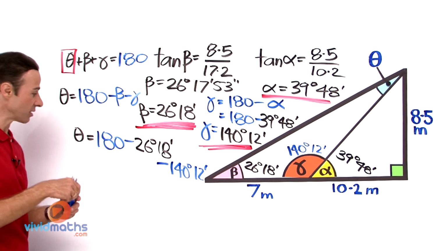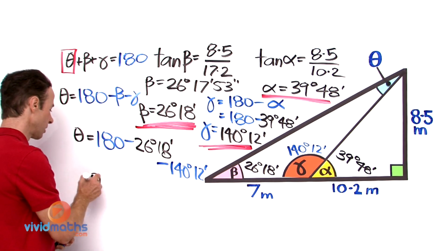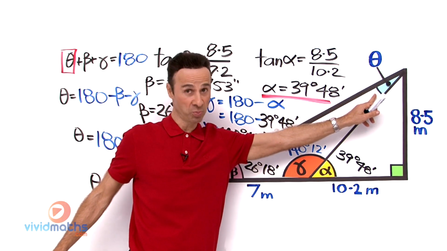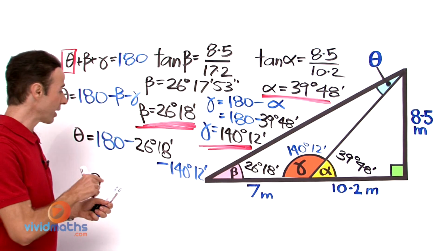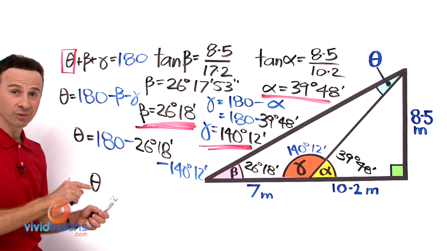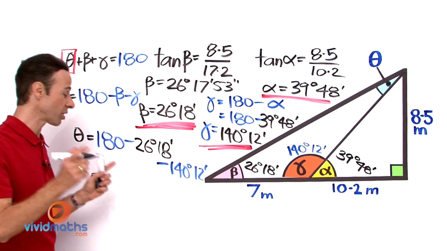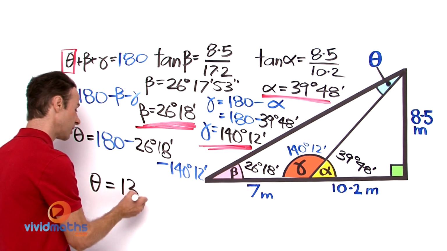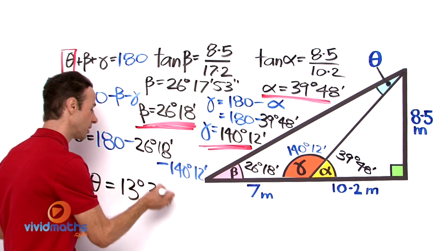That's going to give us the grand total right over here for theta. There's our theta, and that's the angle right up here, this tiny angle. It's going to be a small angle. Put that in the calculator, 180 minus 26 18, 140 12. That's going to give us a grand total of theta equals, the little theta up there, 13 degrees and 30 minutes.